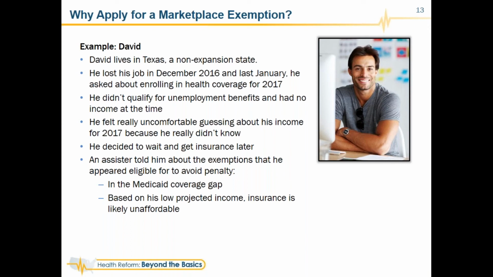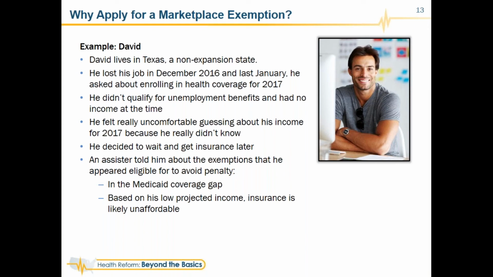So last open enrollment, David came to you and he said, I don't qualify for any unemployment benefits right now. I don't have any income. I have no idea how much money I'm going to make this year because I don't have a job right now. I hope I get one soon, but I don't know how much money I'm going to make. Because of all the problems and not being able to be specific on the application, he decided to wait. He said he's going to get insurance later. He's going to figure it out later.